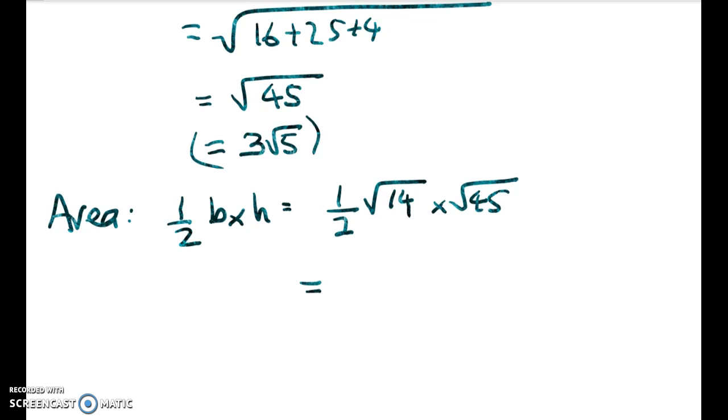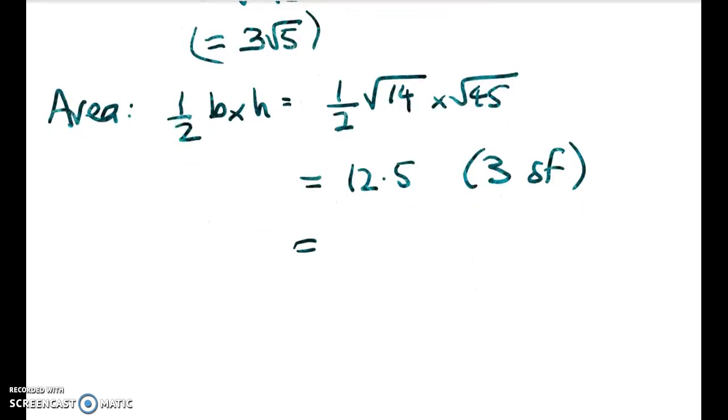Now, when I chuck that in my calculator, I think we get 12.5. And remember, we have to round to 3 significant figures for Cambridge, unless we're doing angles. So you get told all that stuff on the cover sheet. Or you could leave it as an exact value.